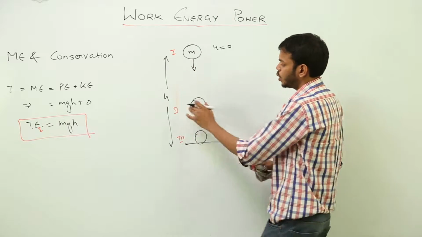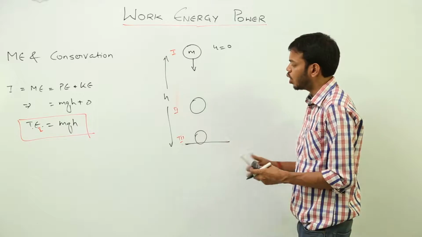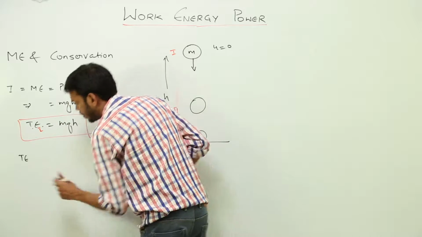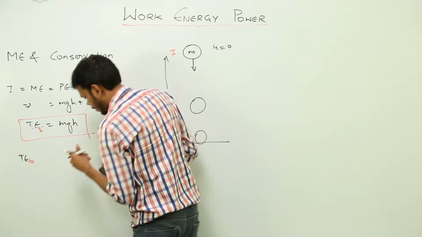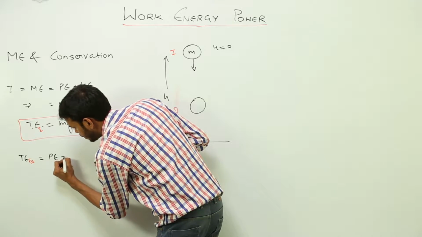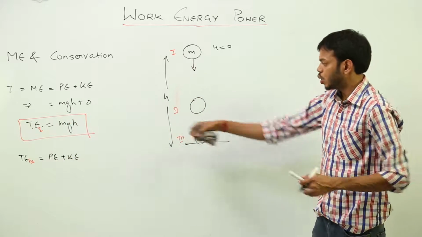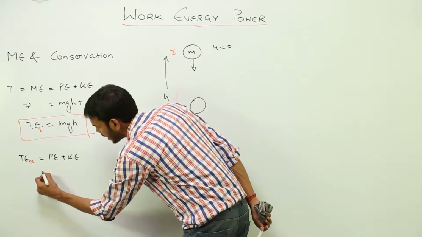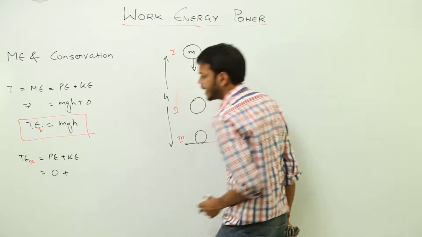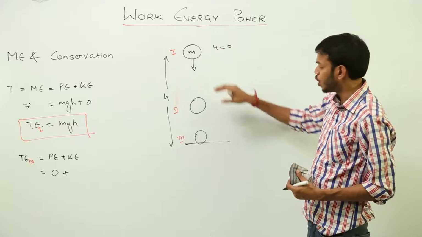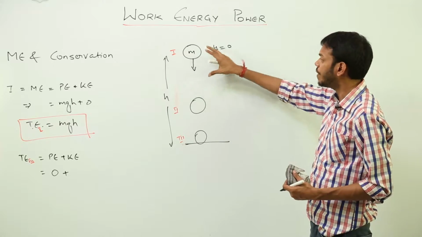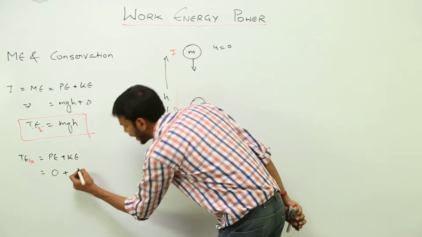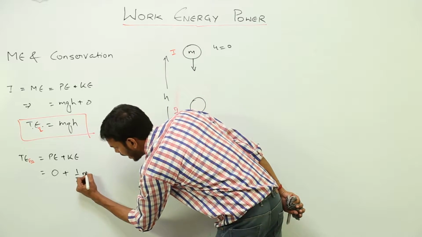We'll do position number 2 later on. First let's talk about position number 3. Total energy at position 3 is potential energy plus kinetic energy. Potential energy at the ground, where height is 0, is mg into 0, which is 0, plus kinetic energy. The body must have attained some velocity while covering height h, a positive quantity, so it has kinetic energy given by half mv square.